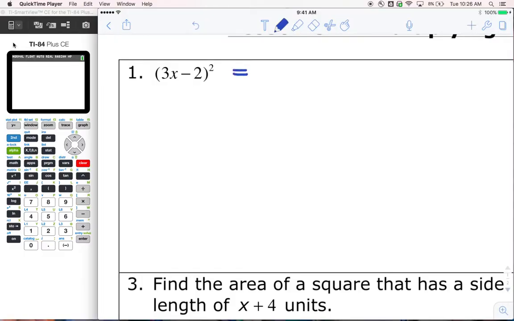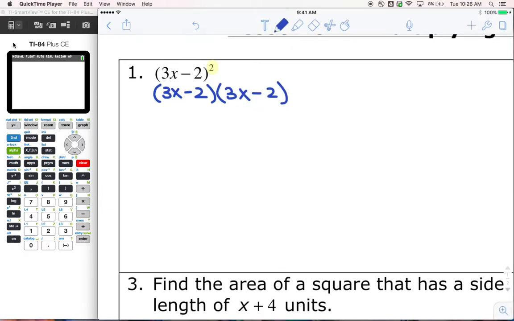It is not saying 3x squared minus 2 squared, right? It's not saying 3x squared minus 4. This is totally wrong. Please don't do this. What this is really saying is 3x minus 2 times itself. All right, and this is what that looks like. So 3x minus 2 squared means that we're multiplying the quantity times itself.